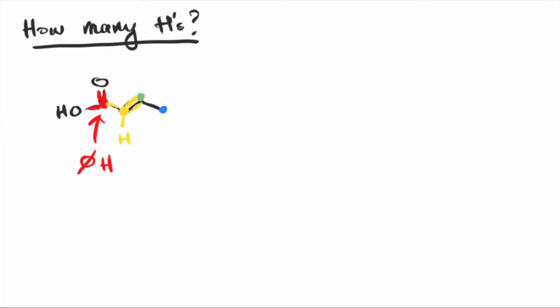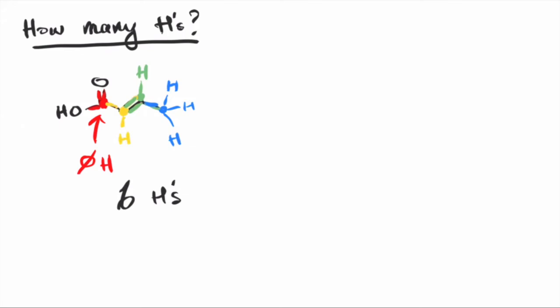What about the green carbon? So it has 1, 2, 3 bonds again. So it has how many more hydrogens? 1 more hydrogen. And lastly, our blue carbon. It has 1 bond connected. So it must have 3 more hydrogens. So in this molecule, we have a total of 6 hydrogens.